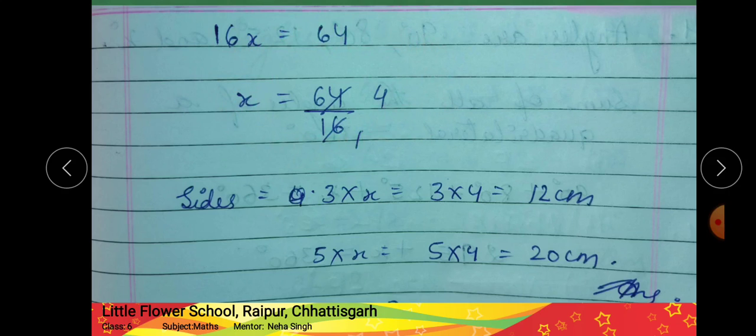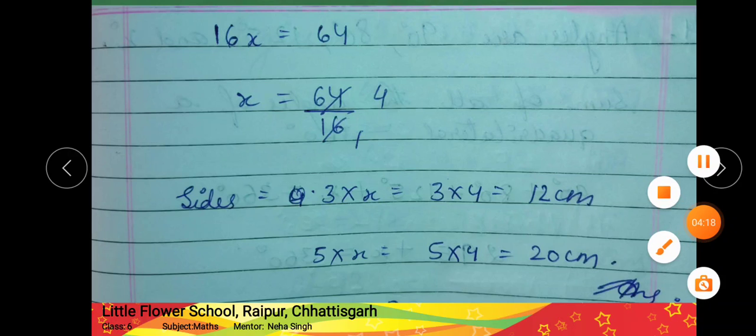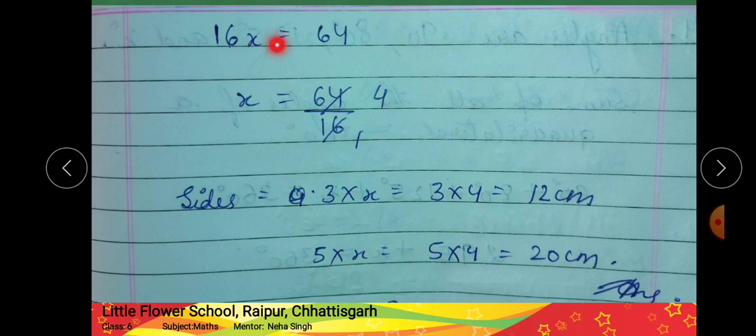So what are the sides now? Sides will be 3 into x, that is 3 into 4, which is 12. 3 fours are 12. Next side is 5 into x, that is 5 into 4, which is 20. 5 fours are 20. Only finding the value of x is not our solution; we have to find the sides. So we multiply the value of x with 3 and 5 to get the sides. So 12 centimeter and 20 centimeter are the sides of the parallelogram.